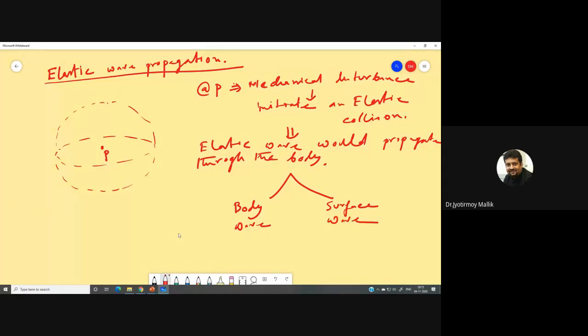So what is a body wave? A body wave is the wave that propagates through the three-dimensional body of a material, through the volume of the 3D object. On the contrary, surface waves are the waves which propagate through the surface.